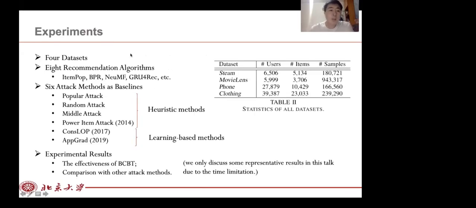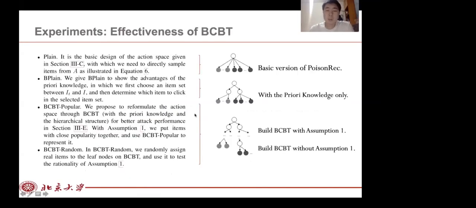In our experiments, we adopt 4 datasets and 8 recommendation algorithms. Based on them, we construct 32 different test beds in total to evaluate different attack methods. For the baselines, we compare PoisonRec with 4 heuristic methods and 2 learning-based methods. In the following, we will first show the effectiveness of BCBT and then report the comparison results with other attack methods. To study the effectiveness of BCBT, we compare 4 different types of designs.